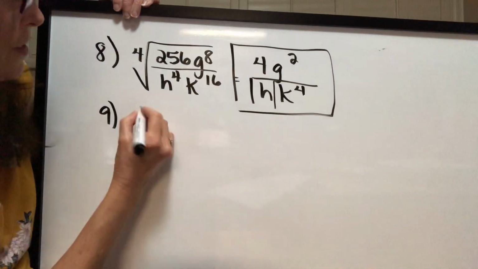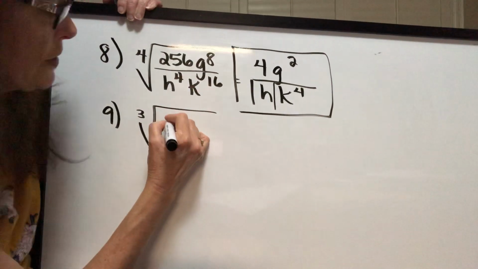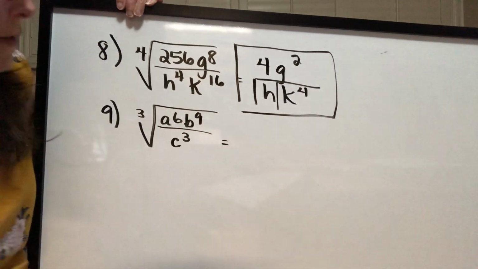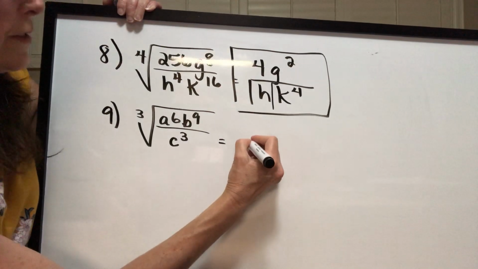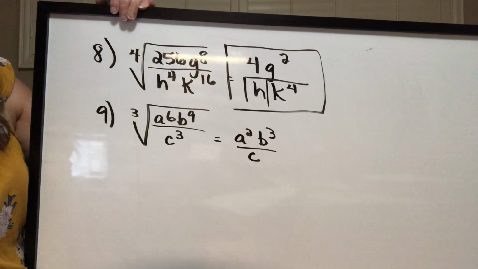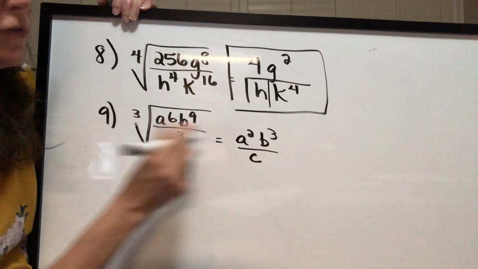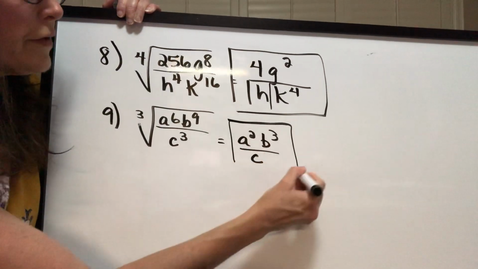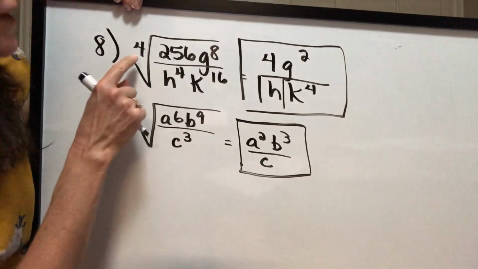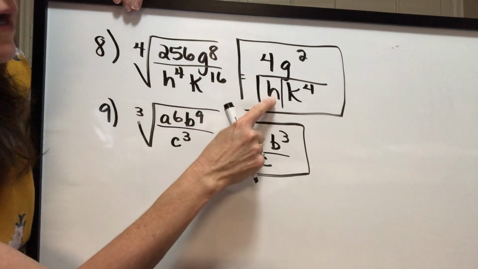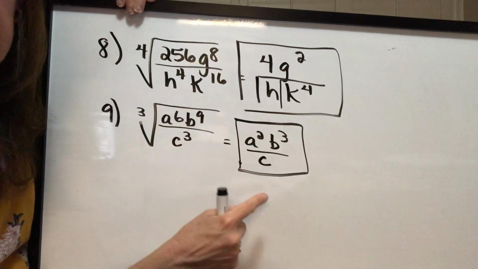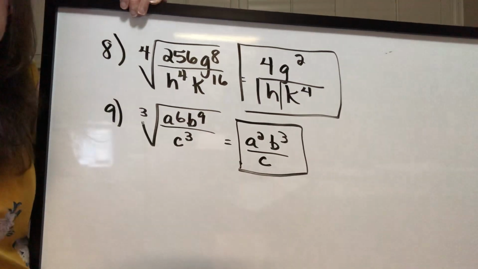All right, number 9, cube root a to the 6th, b to the 9th over c cubed. We're going to divide all of them by 3. So that'd be a squared, b cubed, and then c. Because this is an odd root, I do not need absolute value at all. So no absolute value needed there. So one more time. You use absolute value whenever you have an even root with an odd exponent. If it's an odd root, no absolute value is needed. Got it? I know that's tough, but that's the rule.